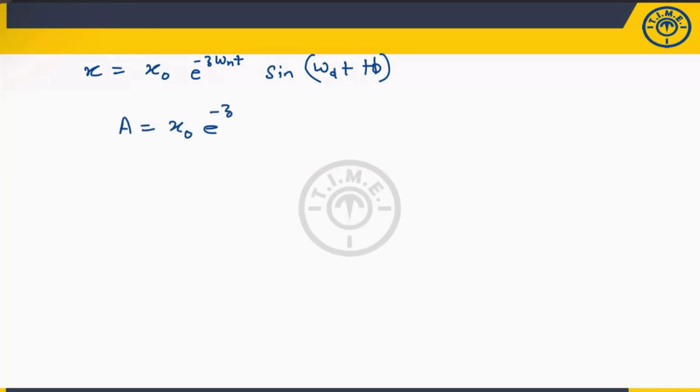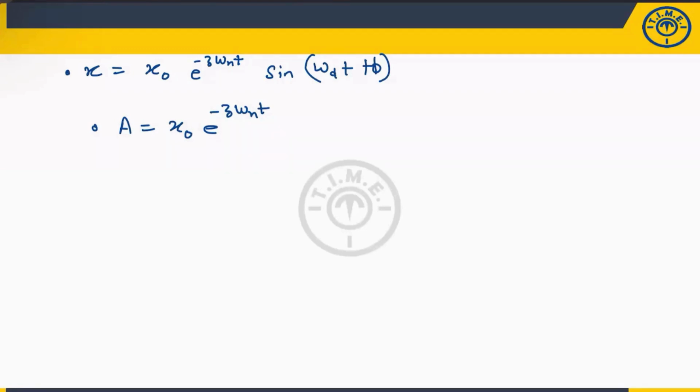So the next thing is, let me discuss one more parameter, that is the logarithmic decrement. Then we will directly move to the problem. So you got the displacement equation: x equals e to the power of minus zeta omega n t sine of omega d t plus phi. What is the amplitude here? Amplitude is nothing but x naught e to the power of minus zeta omega n t. So this is the amplitude of the vibration.